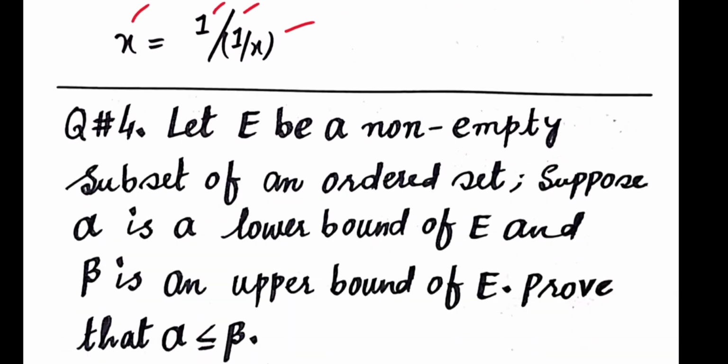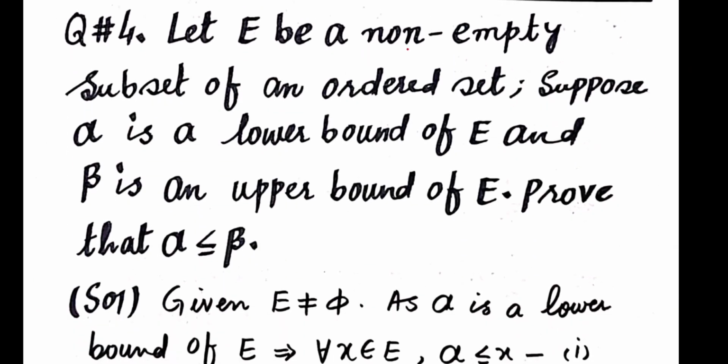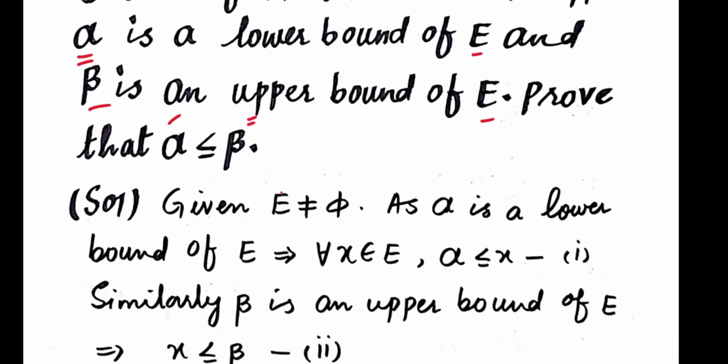Next, in question number 4, we have to show that if E is a non-empty subset of an ordered set, suppose alpha is a lower bound of E and beta is an upper bound of E, prove that the lower bound is always less than or equal to the upper bound of E. It is given that E is non-empty, as alpha is a lower bound of E.